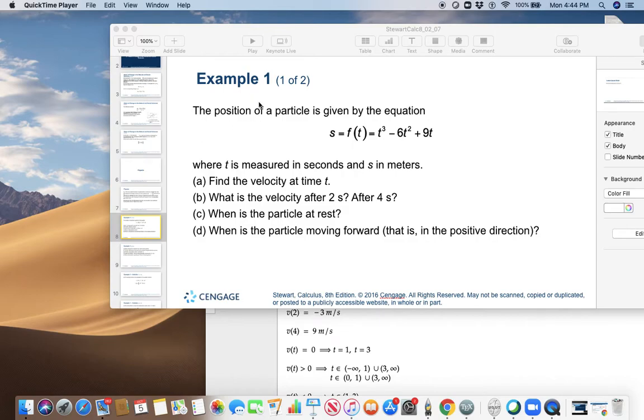The problem here is, the position of a particle is given by this function. Find the velocity, then find the velocity after 2 seconds, after 4 seconds. When is the particle at rest? When is the particle moving forward?